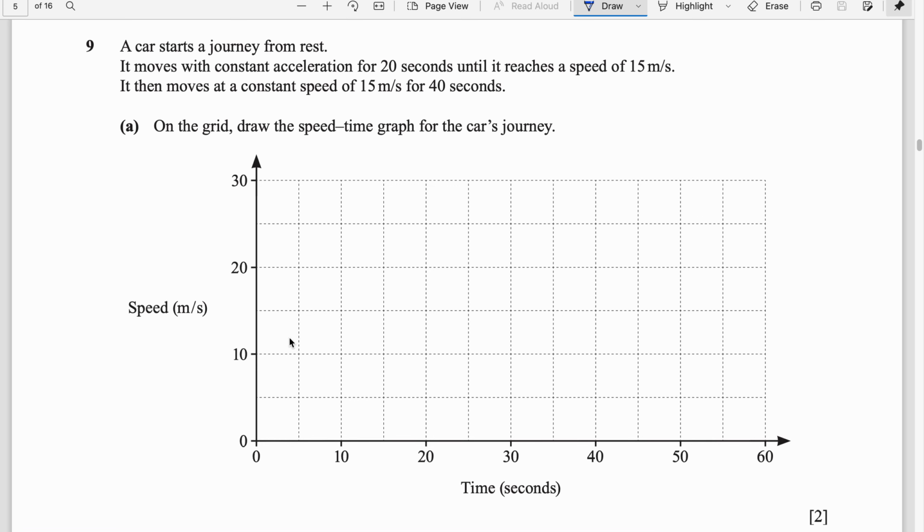Question number 9. A car starts the journey from rest. It moves with a constant acceleration for 20 seconds until it reaches a speed of 15 meters per second. So it started from rest at 0 and in 20 seconds it reached a speed of 15 meters per second. So this is the first sketch of your information. It then moves at a constant speed of 15 meters per second for 40 seconds. So 20 plus 40 is 60. For the remaining 40 seconds, the speed stays 15 meters per second.